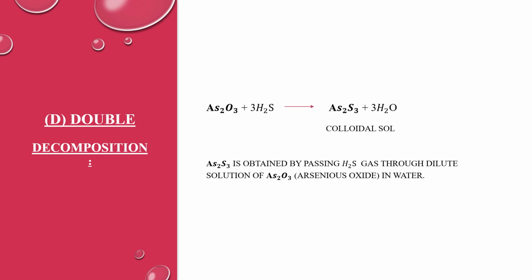Next chemical method is double decomposition. Arsenic trisulfide As2S3 is obtained by passing H2S gas through a dilute solution of arsenious oxide As2O3 in water. As we pass H2S gas in arsenious oxide As2O3, we will get a colloidal sol of arsenic trisulfide As2S3. So these are the chemical methods for the preparation of lyophobic sols or lyophobic colloids.